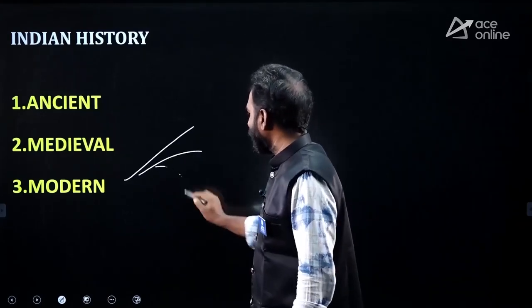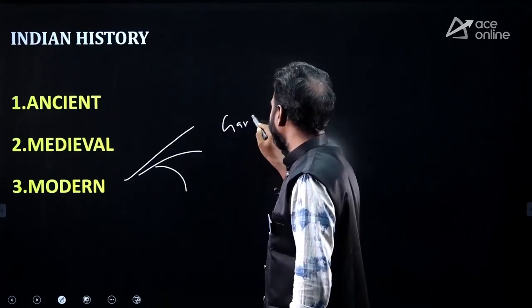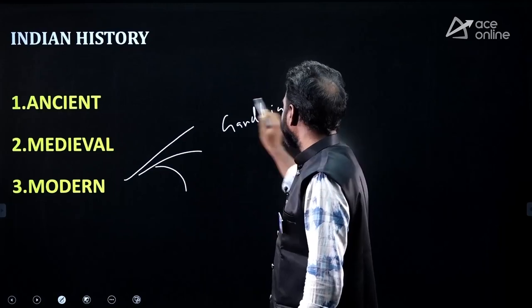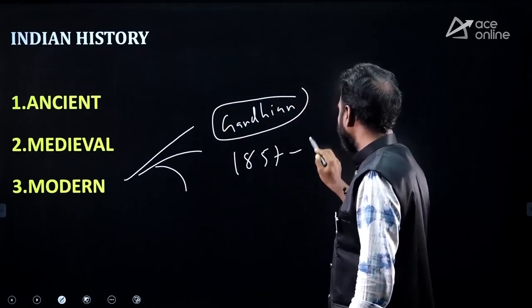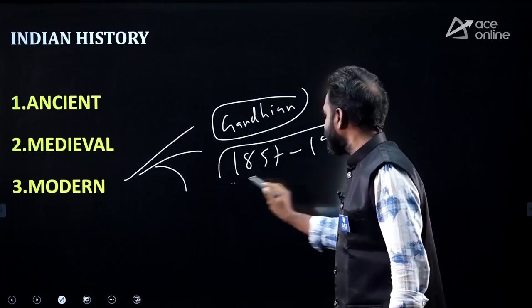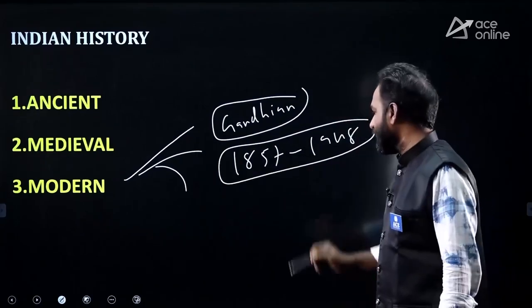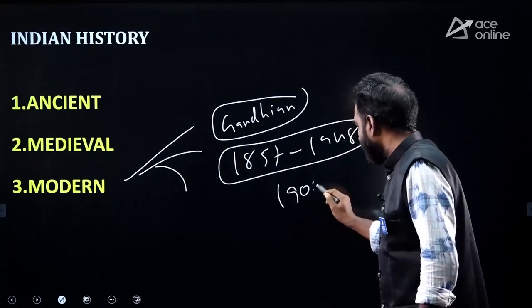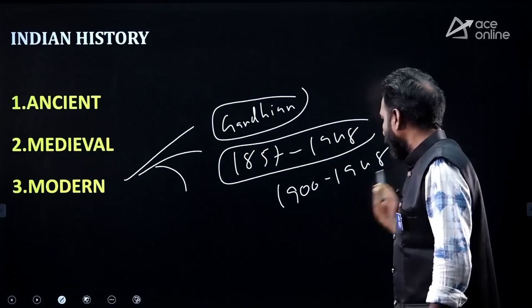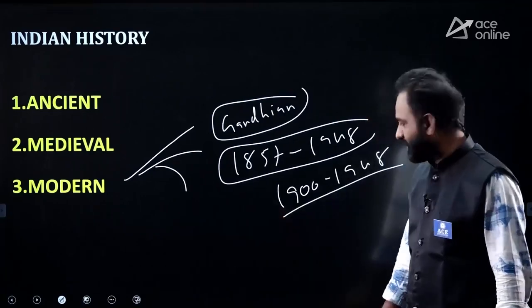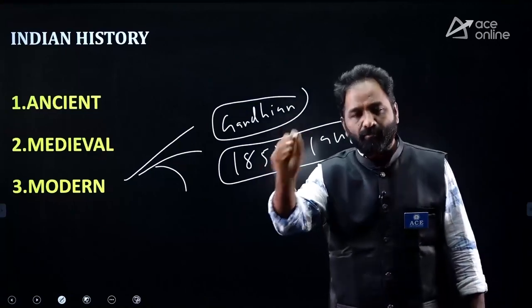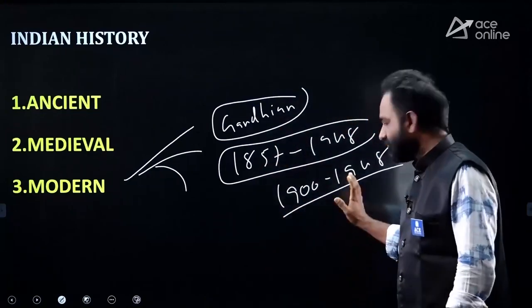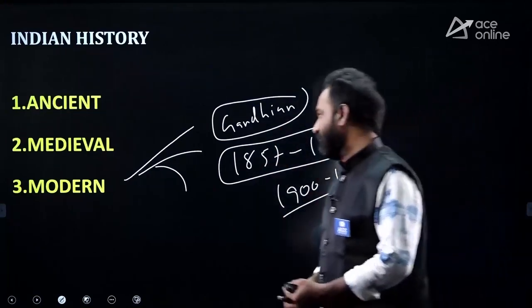And where you have to focus more is called the Gandhian phase. Please give more importance to the Gandhian phase. I can say that what happened from 1857 to 1948 is very, very important. This period is very crucial, and in my opinion, too crucial. Whatever happened from 1900 to 1948, if there are 3 questions from modern India, 2 questions come from this period only, 1900 to 1948.